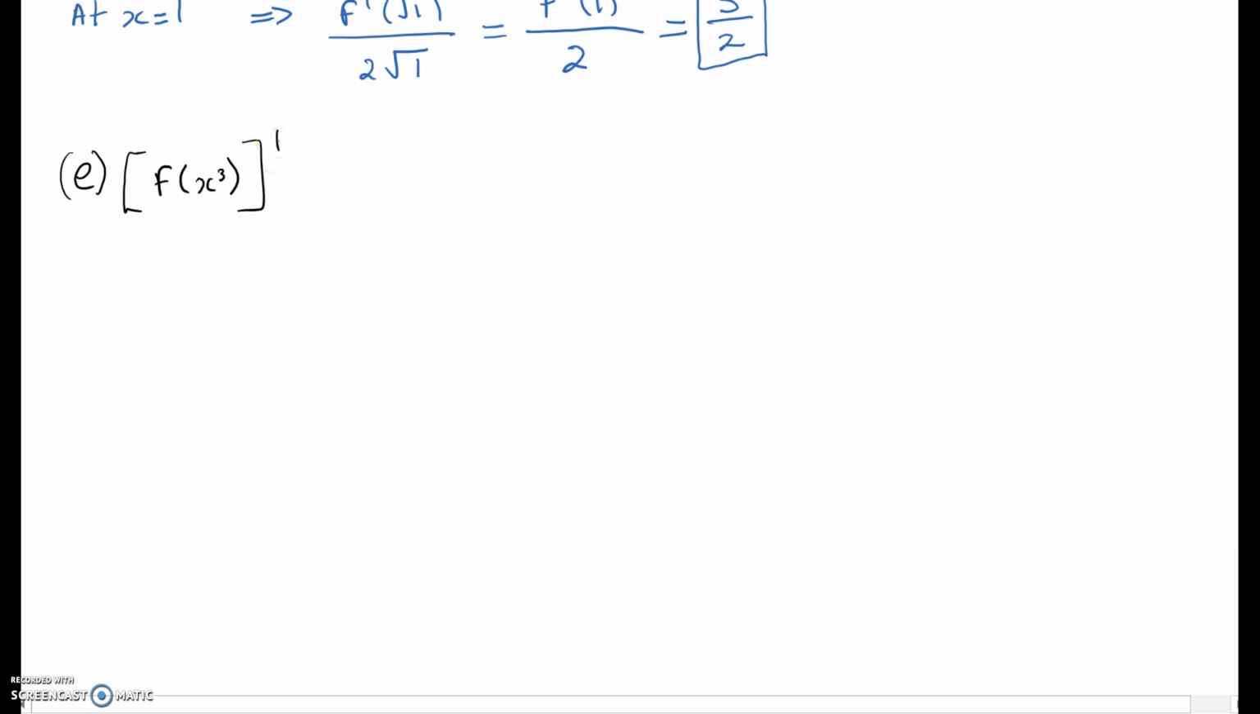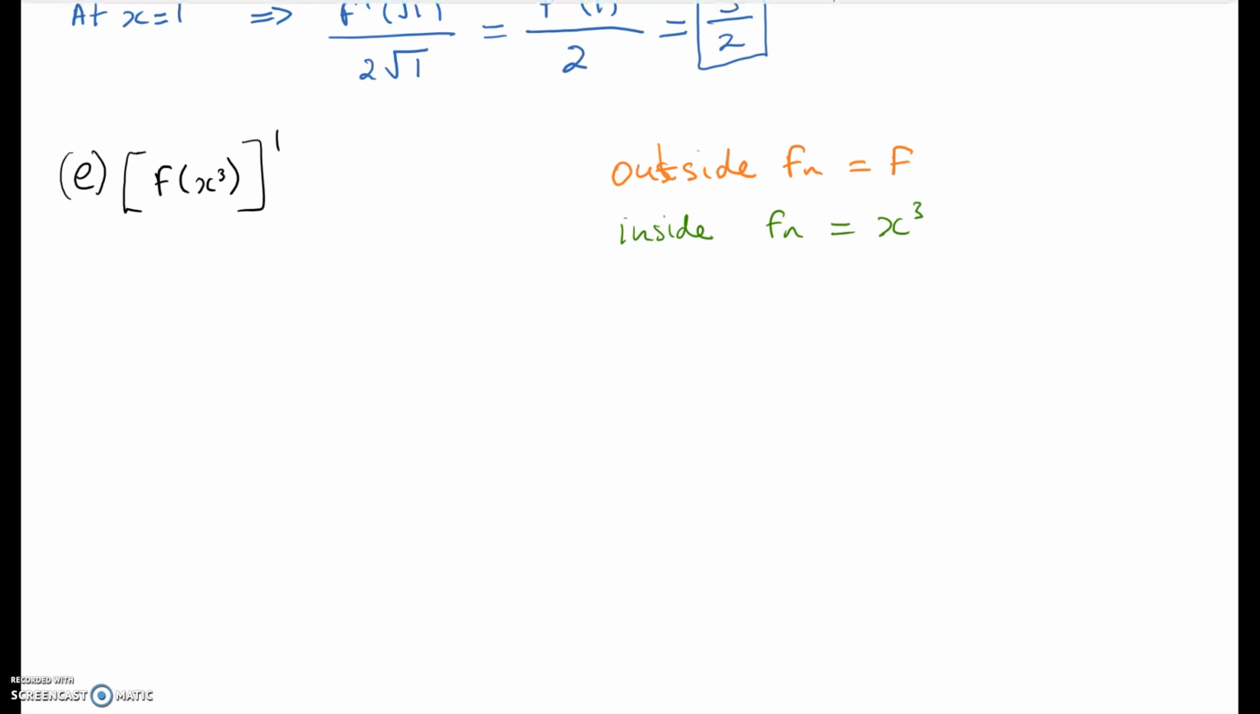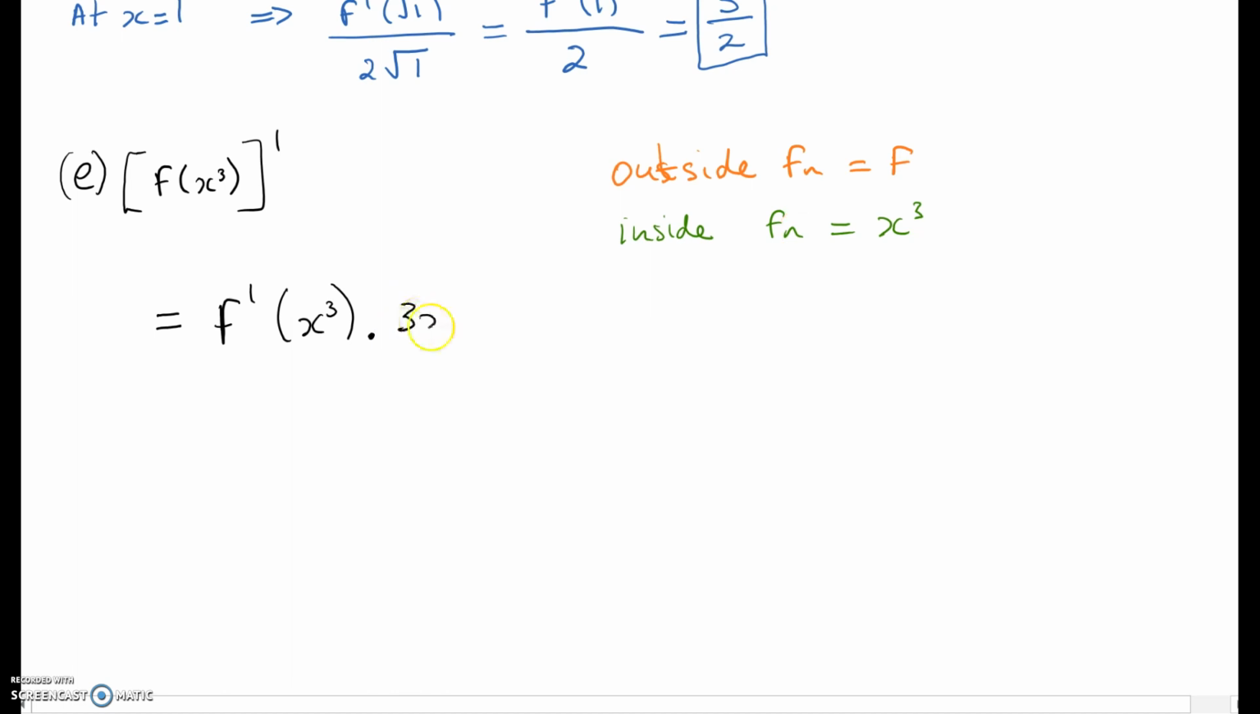Okay, this again is a chain rule problem. The outside function is f. The inside function is going to be x cubed. Okay, so the chain rule says we're going to differentiate the outside, so f prime, keep the inside function the same, x cubed, multiplied by the derivative of the inside function. Well, x cubed was the inside function. The derivative of that will be 3x squared.